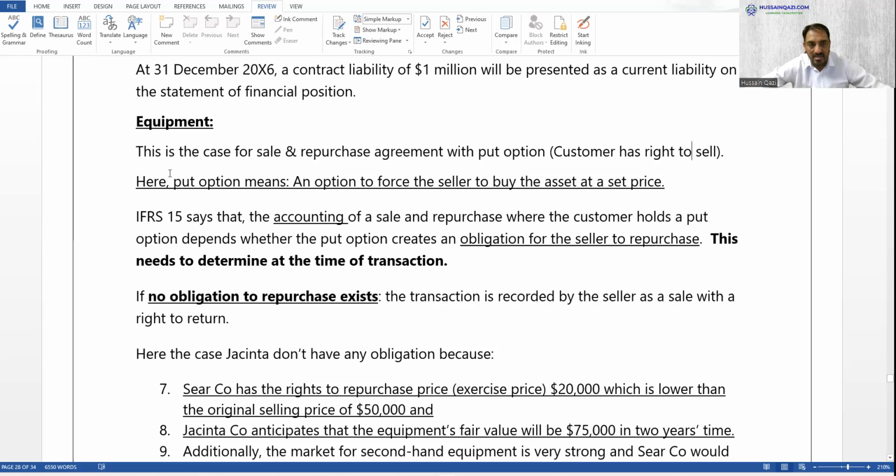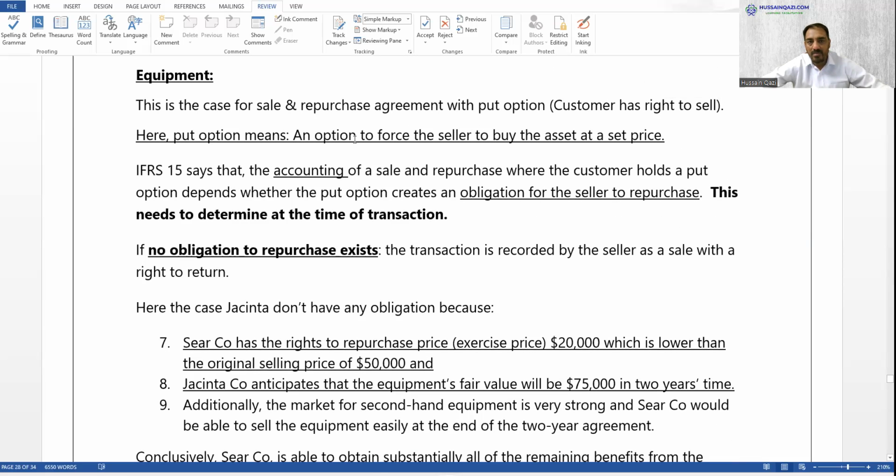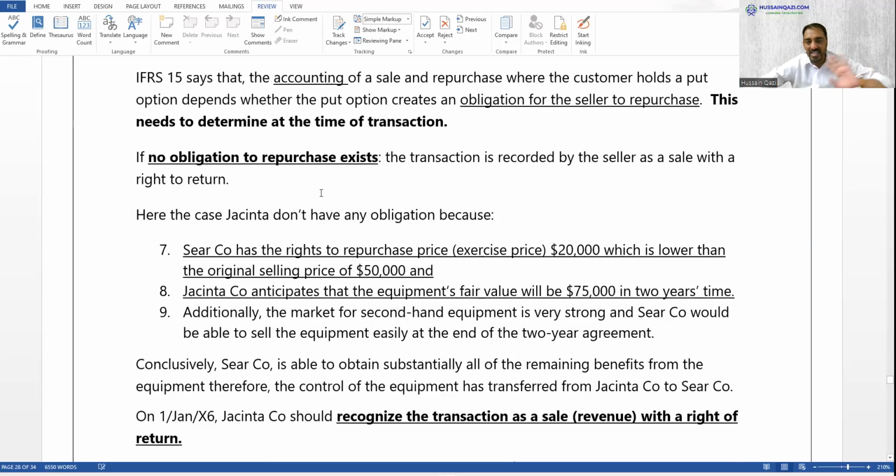The customer has the right to sell. A put option means an option to force the seller to buy the asset at a set price. IFRS 15 says that accounting for a sale and repurchase where the customer holds a put option depends on whether the put option creates an obligation for the seller to repurchase. This needs to be determined at the time of the transaction. If no obligation exists, and you have read the question and identified no obligation, the transaction is recorded by the seller as a sale with right of return.